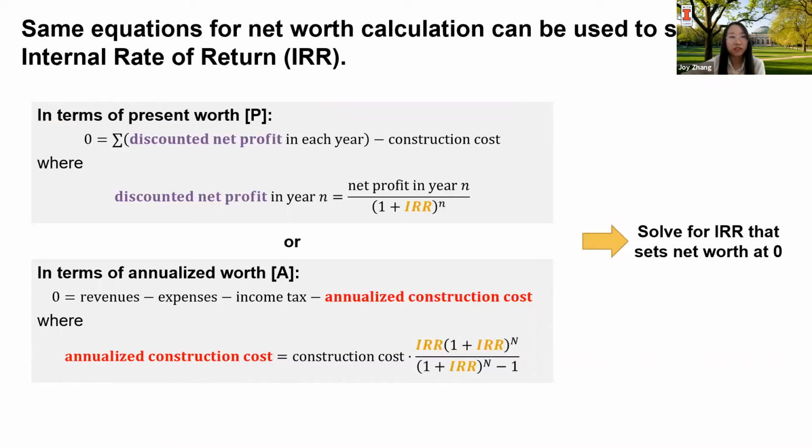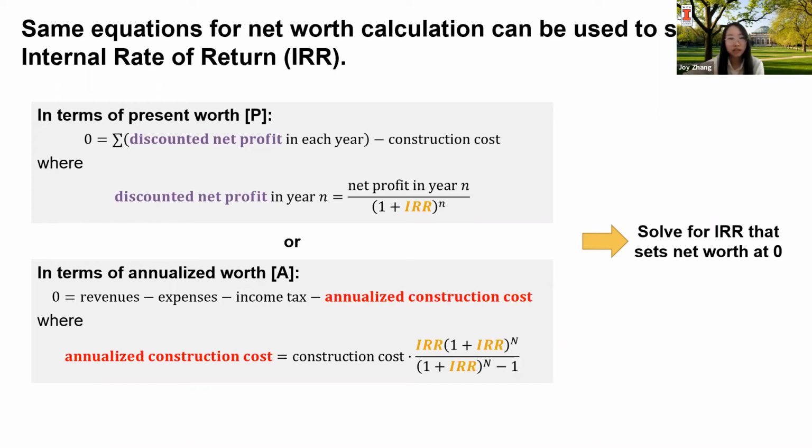As I mentioned before, we calculate IRR by solving the equations of net present value by setting the net present value or net worth at zero. When we calculate this in terms of present worth, we just need to use the same equation for net present worth, and this IRR will come into play at the discounted net profit in the equation. As you can see, it's on the denominator of the discounted net profit in each year.